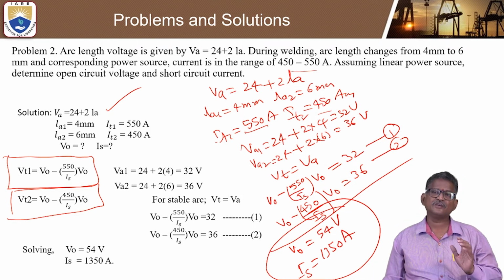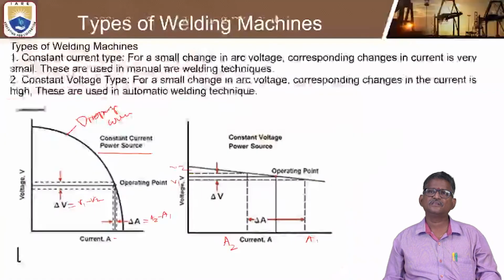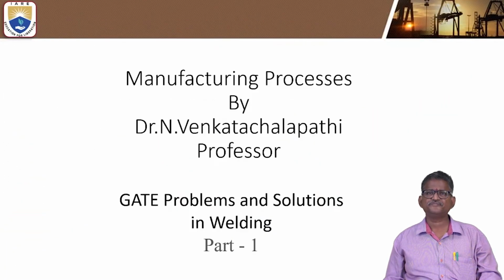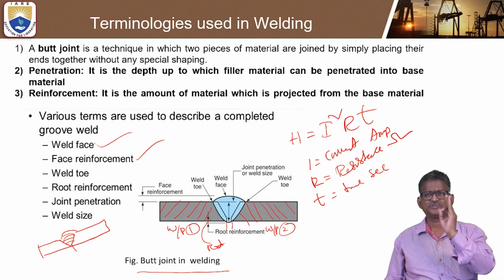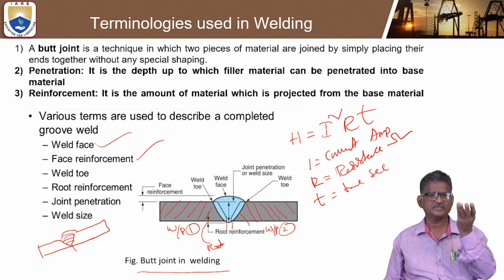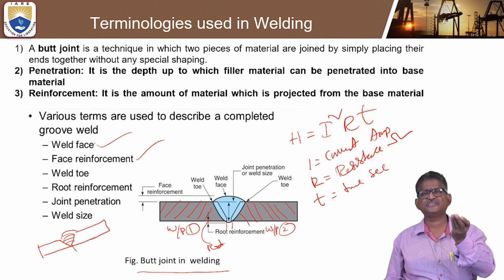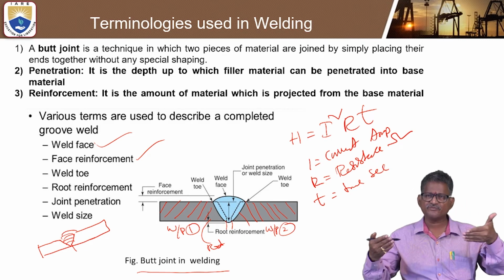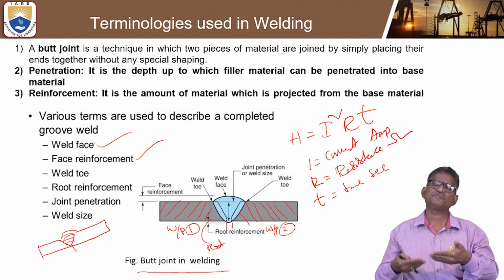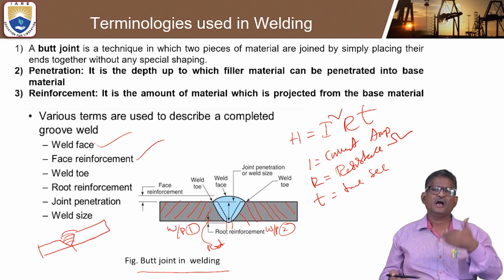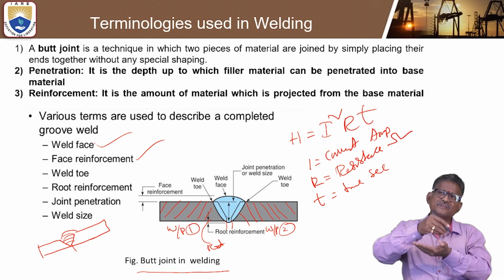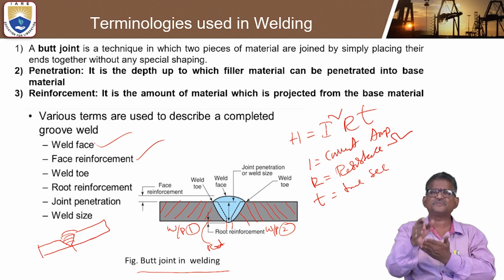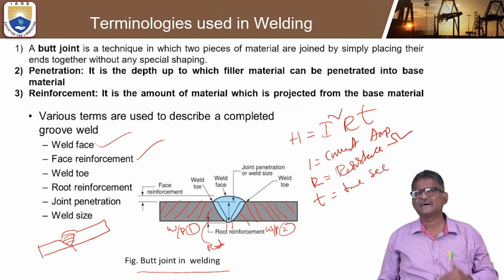Finally, what I would like to conclude here is that the terminology is the most important thing in welding. Whether it is a butt joint or a lap joint, any type of joint, how can the two pieces be fabricated effectively? And what about the penetration depth up to which the filler metal can penetrate into the base material? And what about the reinforcement?